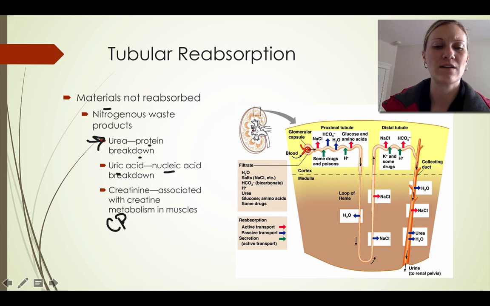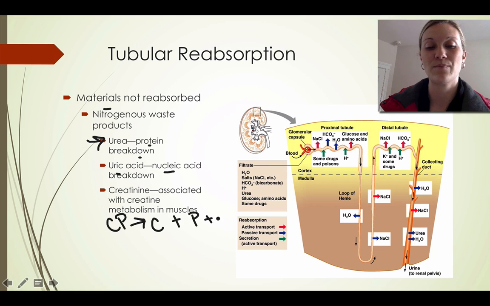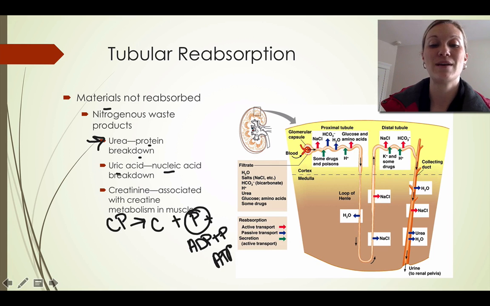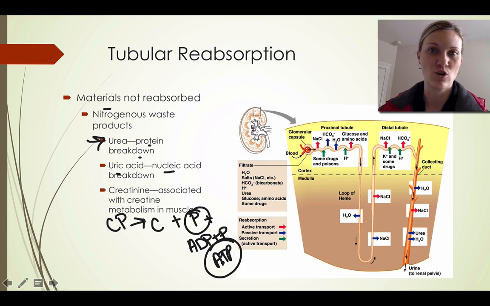Remember we talked about creatine phosphate in several videos ago. Creatine phosphate basically breaks apart into creatine plus phosphate, and that phosphate adds to ADP and then you make ATP, and you get energy without having to go through cellular respiration, which is great news, except that the creatine can't be broken down by your body, so it's going to be filtered out in your urine.